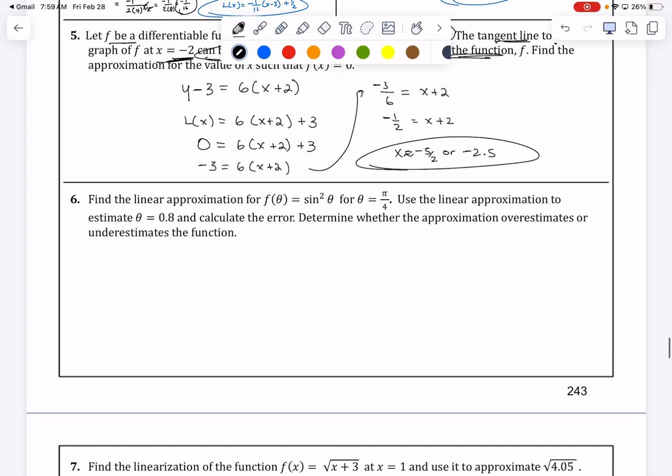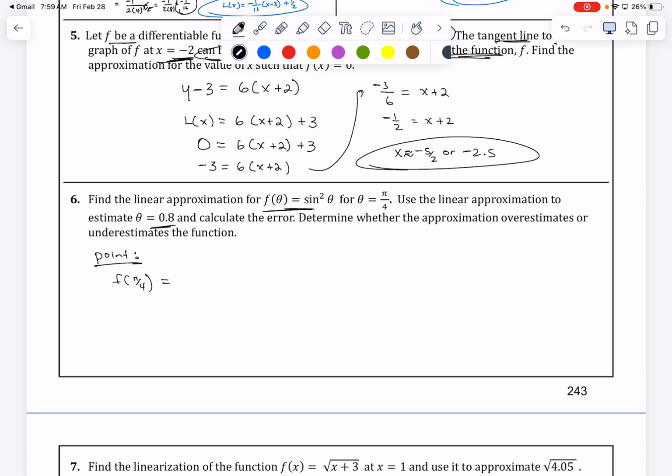All right, for the linear approximation, now this is definitely something good here. It says for f of theta, use the linear approximation to estimate point A and then find the error. Okay, last problem. All right, first of all, let's find the point. How do we find the point? This is really good. So we go f of pi over 4.